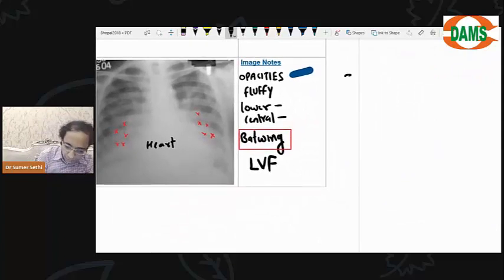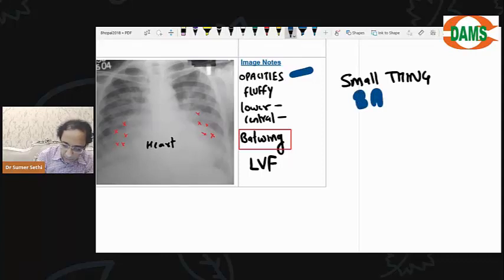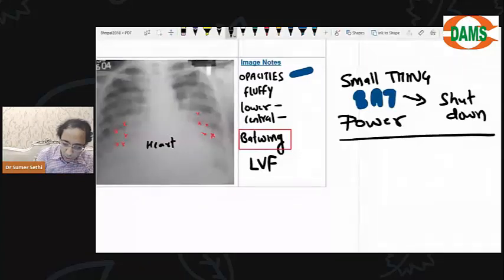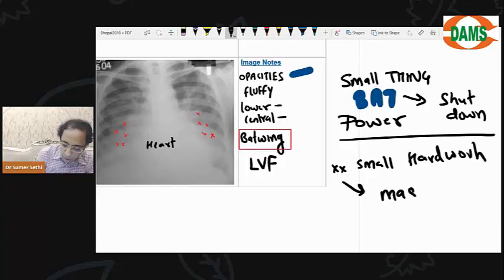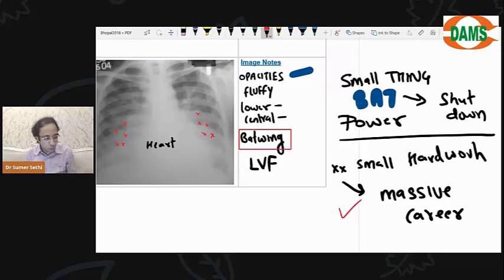I am saying a small thing or an animal like a bat has the capability to shut down the entire world. So that means small things have power. Now if I tell you today that the small hard work that you put in today has the potential to help you create a massive medical career, true or false? You might not believe it, but the answer is true.